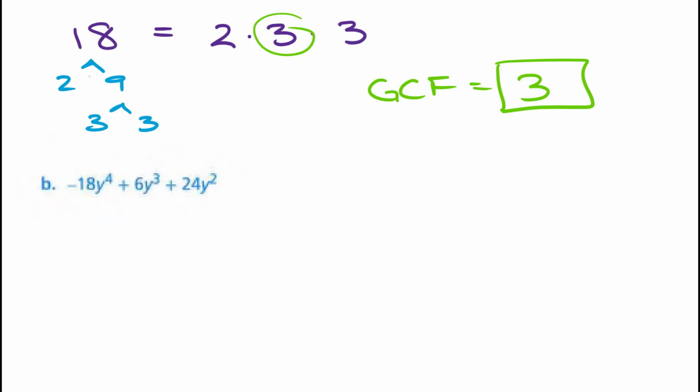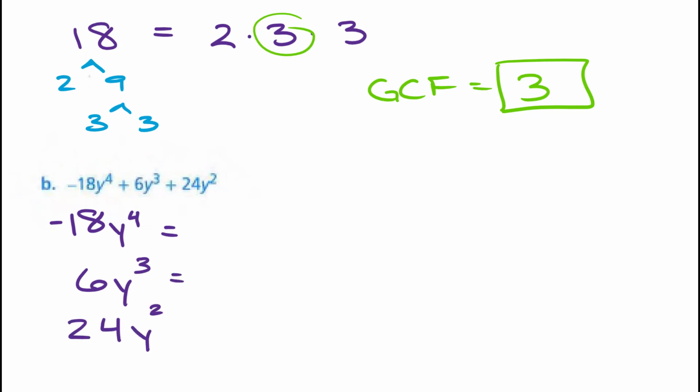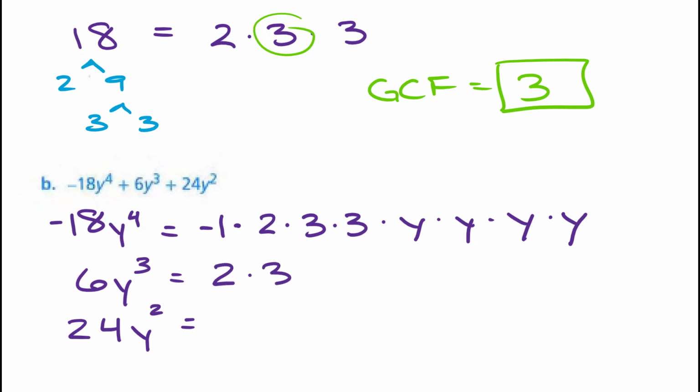Now let's look at example B. We're going to set this up the same way. So we have our three terms: negative 18 y to the 4th, 6 y cubed, and 24 y squared. With the negative, I'm going to pull out that negative 1. And now my 18, we saw that up above, 2 times 3 times 3, and then we have 4 y's. For my 6 y cubed, I have 2 times 3, and then 3 y's. Remember, y cubed is y times y times y.